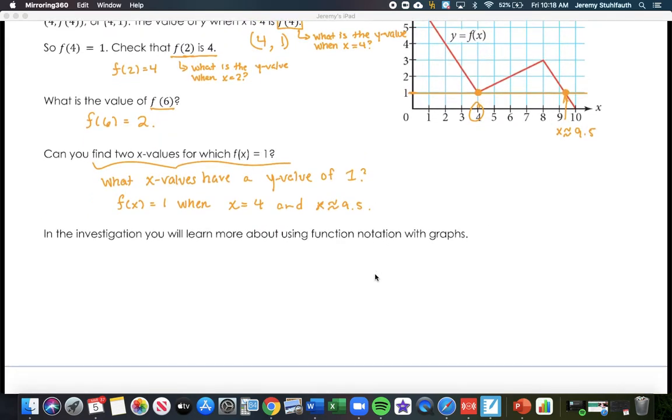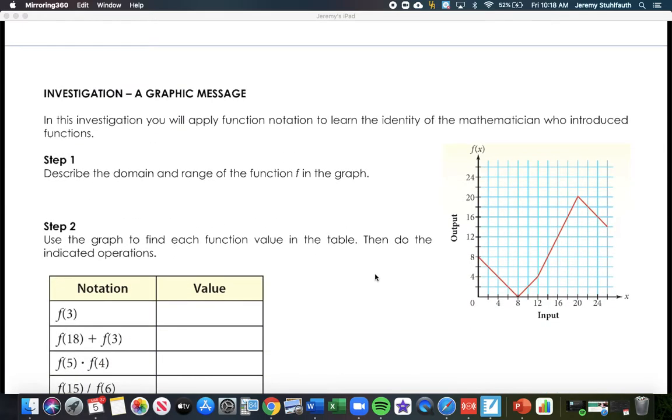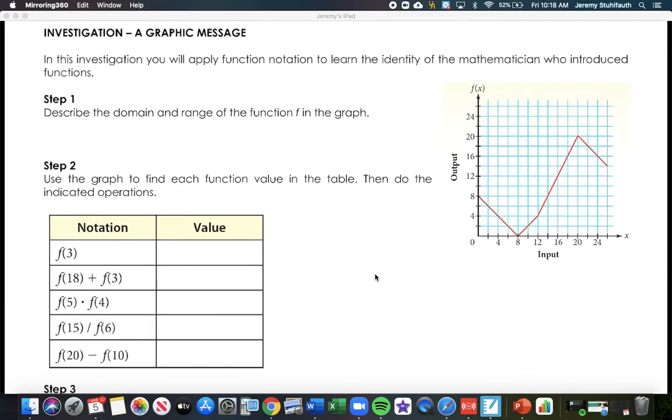So in this investigation that we're going to look at, we're going to learn a little bit more about using function notation with graphs. We're going to use this graph over here that shows a function, and we're going to use it to identify the mathematician who introduced functions.